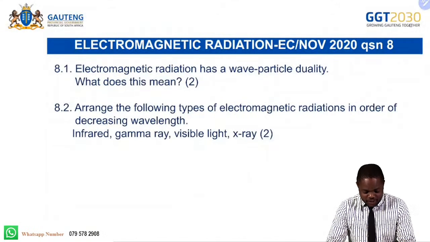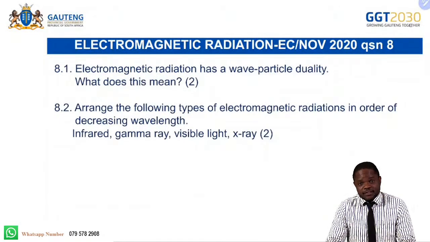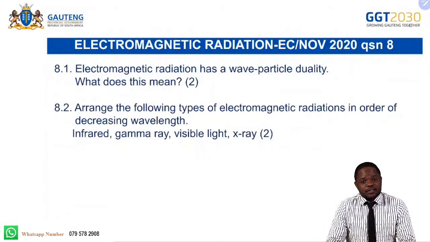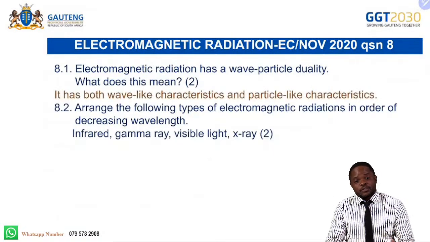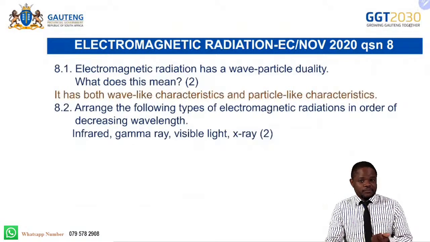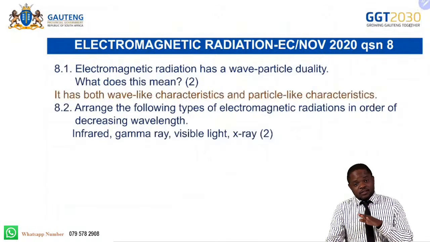Okay, welcome back, welcome back. Let's go over those sections on electromagnetic radiation. So we're looking at wave particle duality. What does this mean? Right, it actually means that your wave has got both characteristics, those characteristics of a wave and also the characteristics of particles. Simple and straightforward.